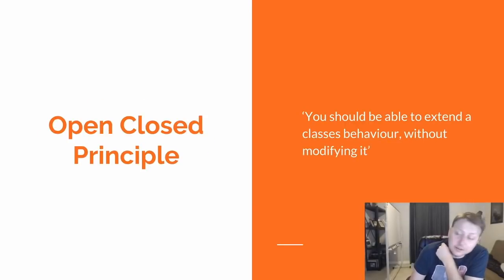So after the S comes the O. The open-closed principle: you should be able to extend a class's behavior without modifying it. So this goes to my earlier statements about how we want to extend functionality. We don't want to modify functionality. And principles are for a perfect world, right? Sometimes requirements don't come through, and sometimes this isn't possible, but this is the general idea. These are what we are trying to follow in a perfect world.